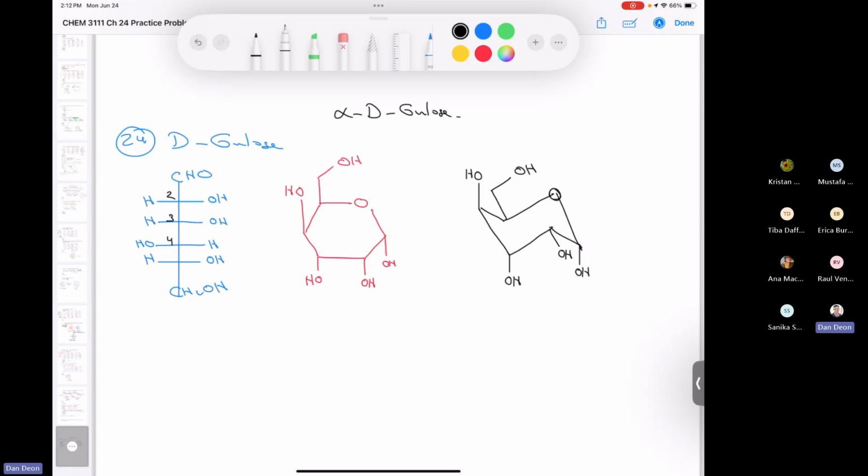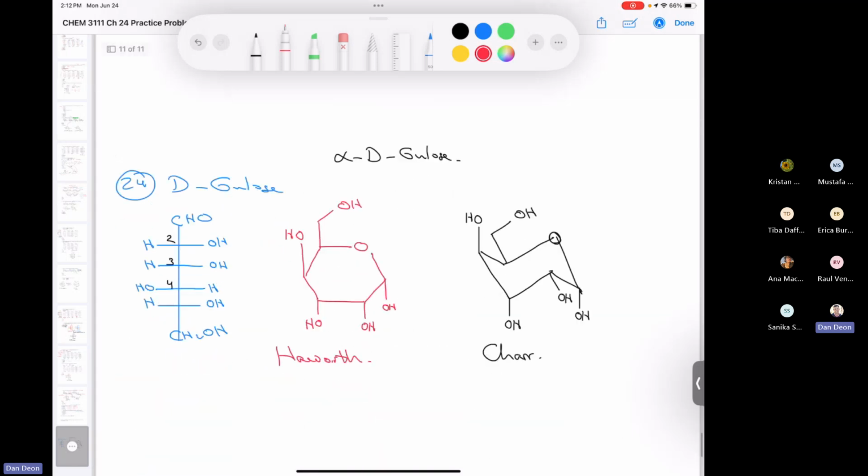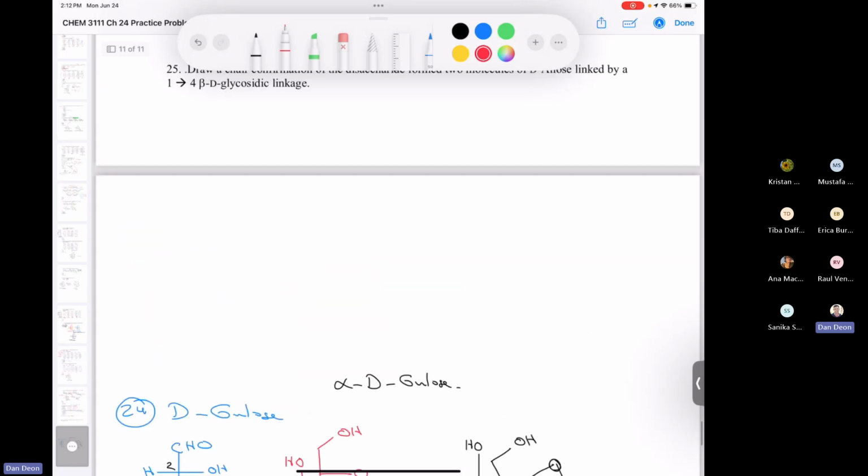So there you go. Now I've drawn the chair and the Haworth projection. So this is your chair, and this is your Haworth projection of alpha D-glucose. All right, there we go. Not too bad. Let's see here.